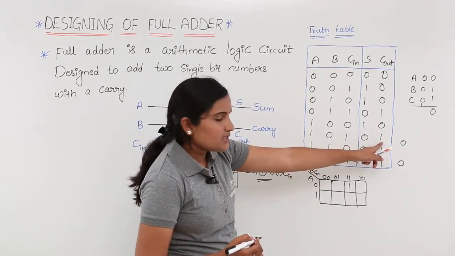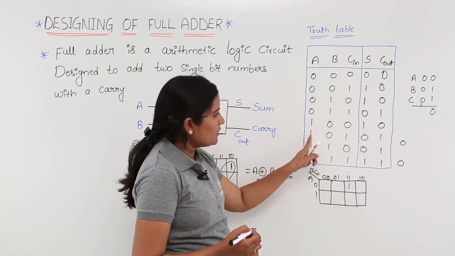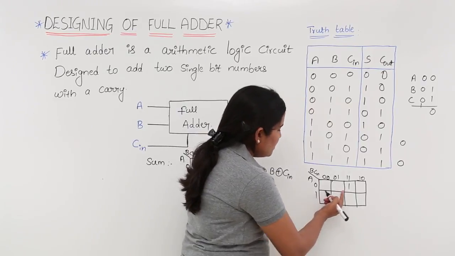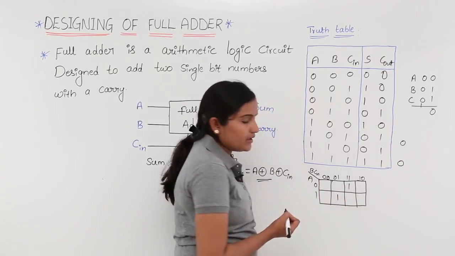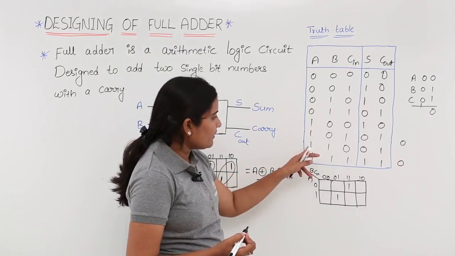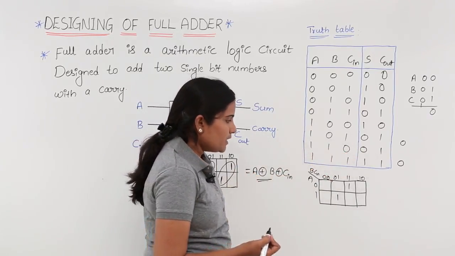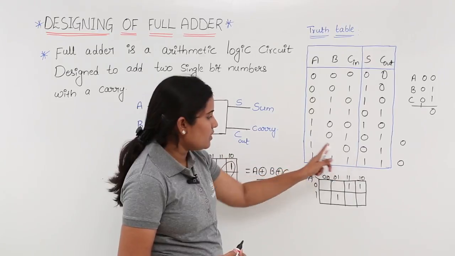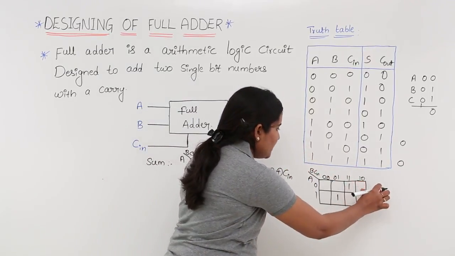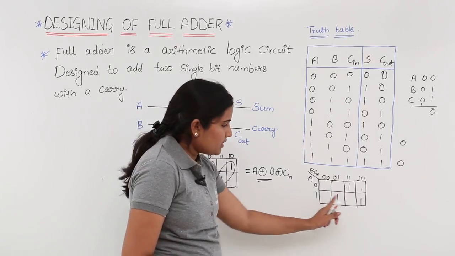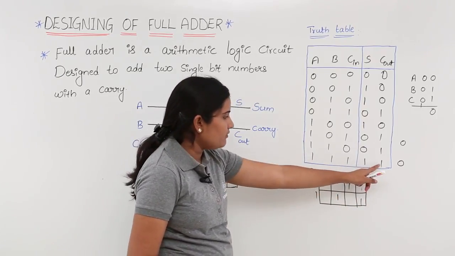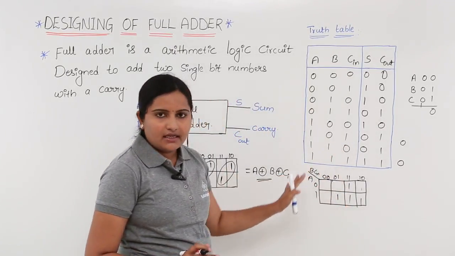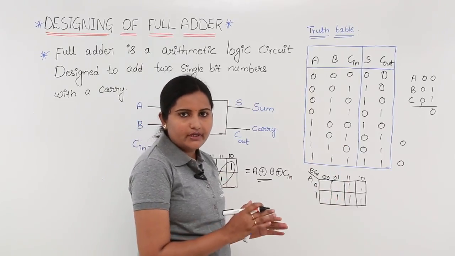And now here you are having 1, that means A is equal to 1, BC equal to 0 1, so here you are having another 1. And another one you are having at A equal to 1, BC equal to 1 0, that means here you are having another 1. And the final one you are having at A equal to 1, BC equal to 1 1. So after placing all possible ones, you need to group those ones.